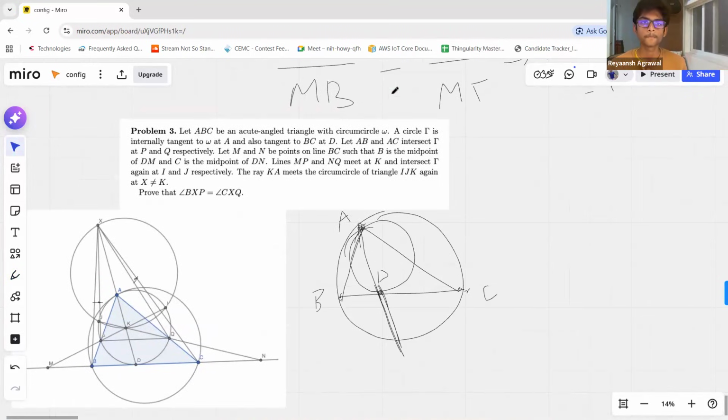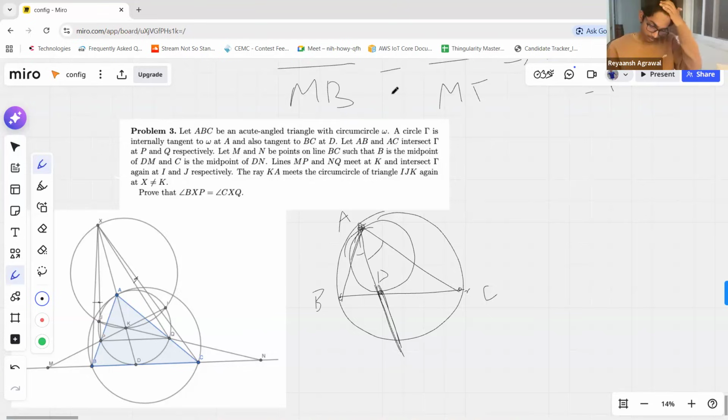Anyone? AD bisects the arc. Yes, exactly. AD is the angle bisector of BAC. Right. Now, do you notice something in this diagram? Something that relates PQ and BC. They look parallel. Yes, exactly. And why is this true?